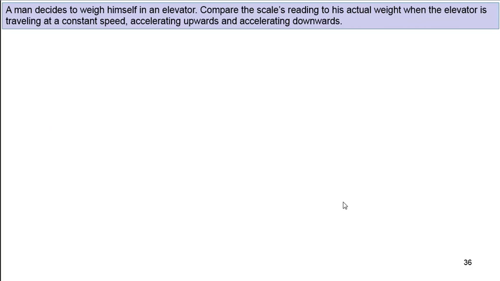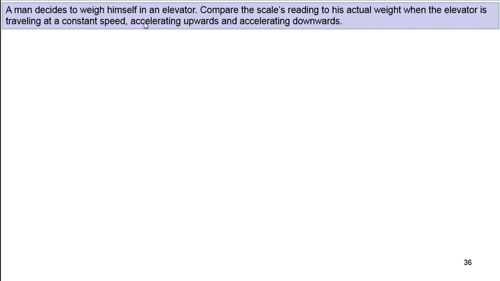Let's do one last example. We have a man weighing himself, so he's going to stand on a scale to see how much he weighs. And I just want you to think about, what do you think the scale will read when he's in an elevator if the elevator is traveling at a constant speed? Will that scale read the man's actual weight? Will it read something larger than his weight, or will it read something smaller than his weight?